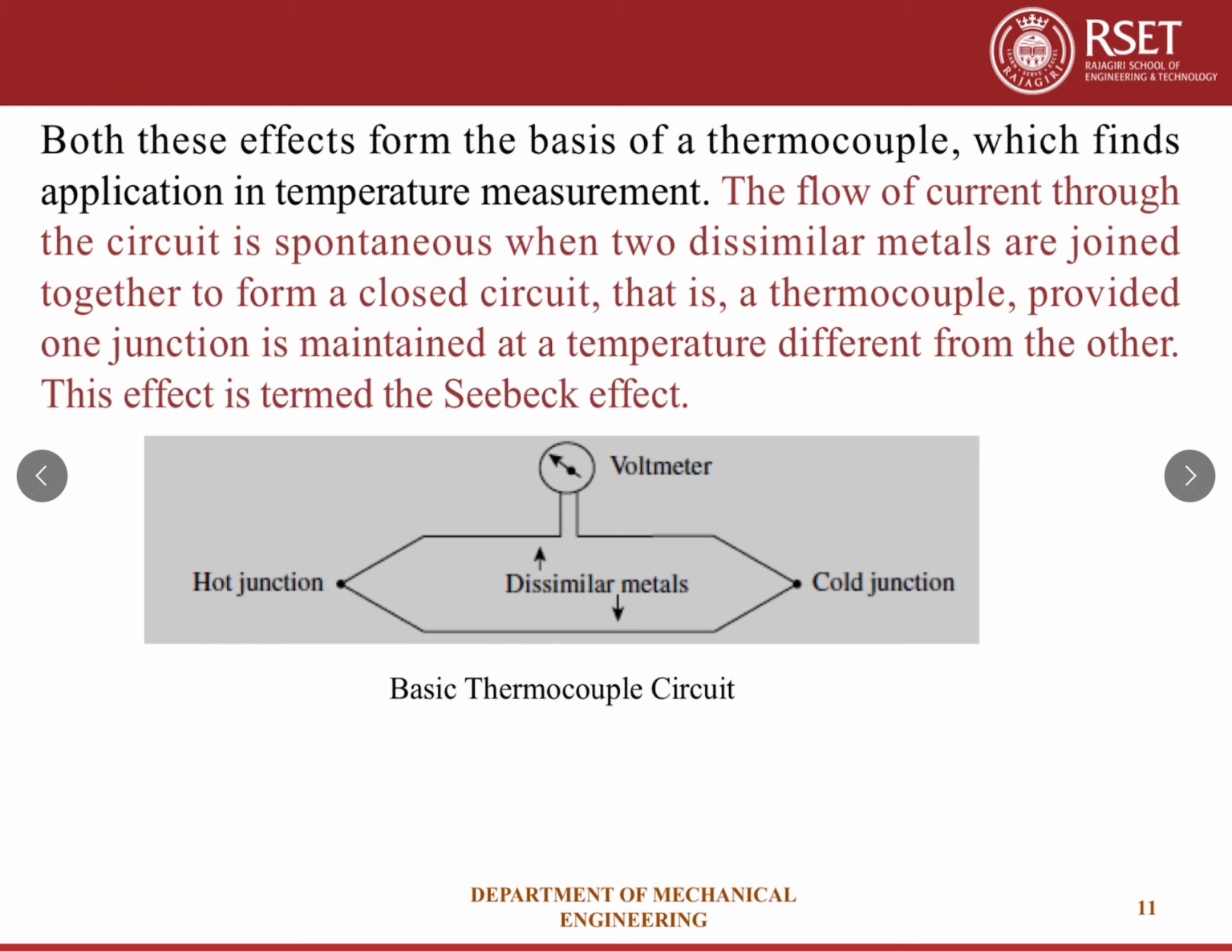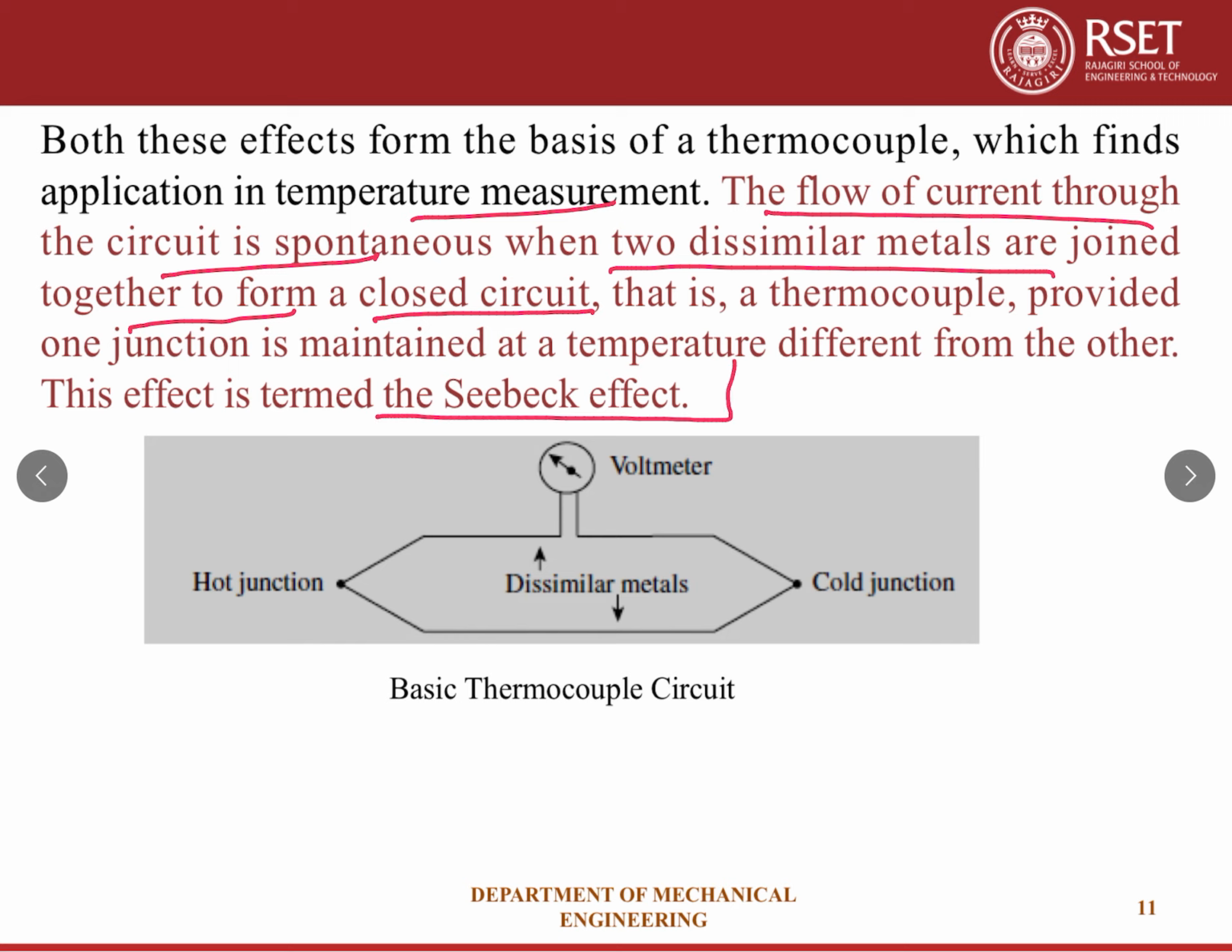Both these effects form the basis of the thermocouple, which finds application in temperature measurement. The flow of current through the circuit is spontaneous, and it doesn't require any additional energy source. When two dissimilar metals are joined together to form a closed circuit, that is a thermocouple, provided one junction is maintained at a temperature different from the other, this entire effect can be called the Seebeck effect.